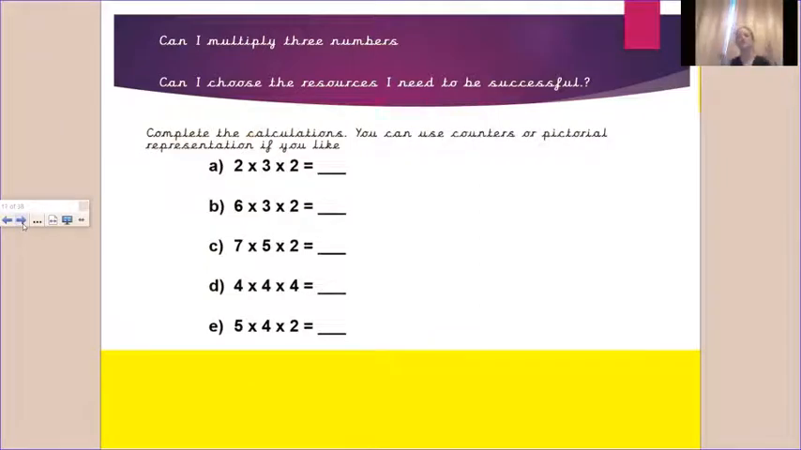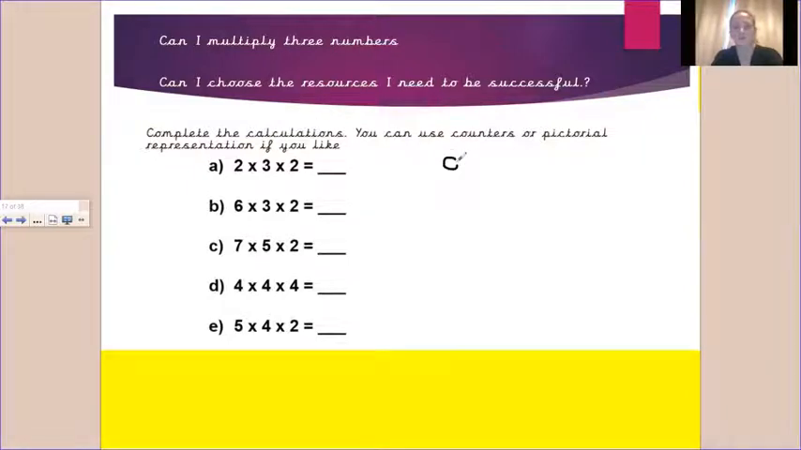Right, you can either do this pictorially, or if you have some things in the house that you can use, you can even draw some counters. So if you can draw some counters, that might help you. I would suggest drawing them in an array. So I will do the first one with you to help you, and then I would like you to complete B, C, D, and E. So it says 2 times 3 times 2.